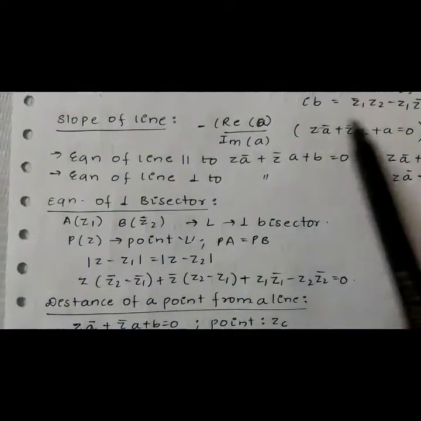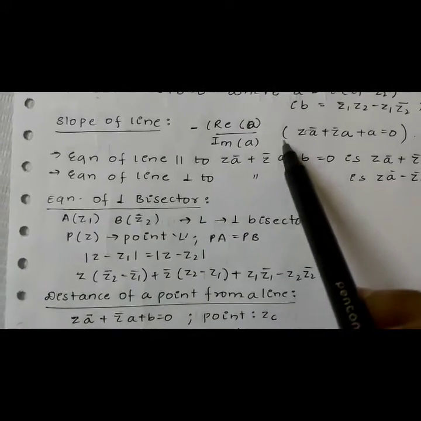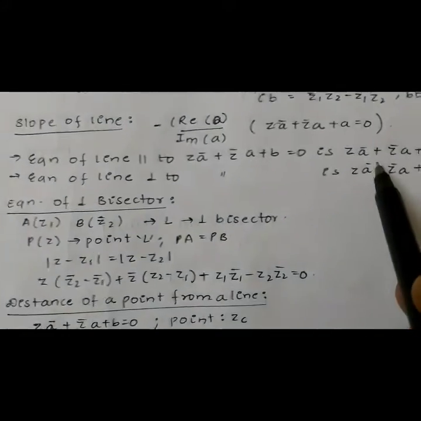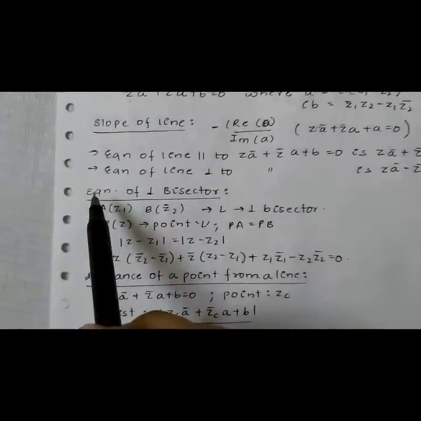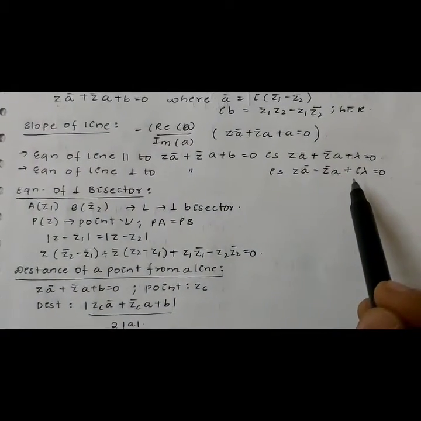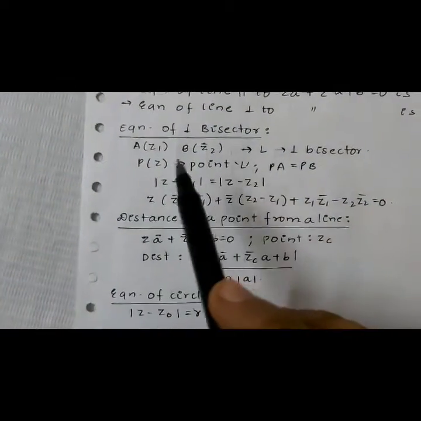From this equation, slope is given by real part of a by imaginary part of a. The equation of line parallel to this line is z a bar plus z bar a plus lambda is equal to 0. Equation of line perpendicular to this line is z a bar minus z bar a plus i lambda is 0. Equation of perpendicular bisector.